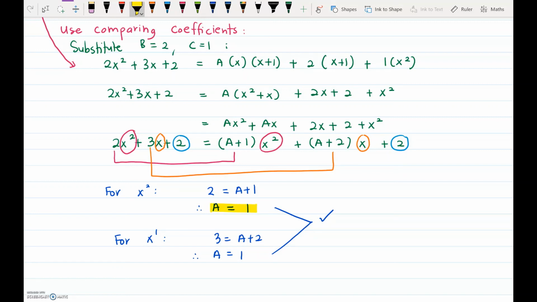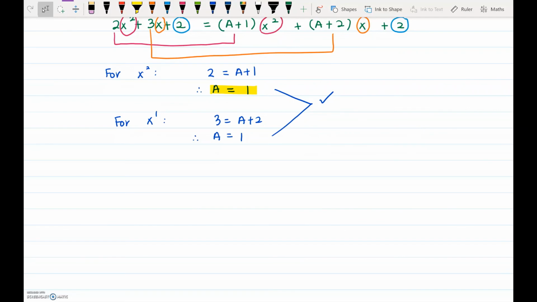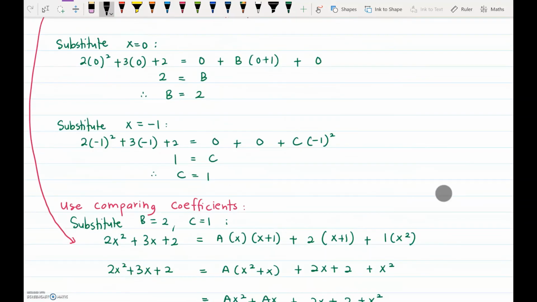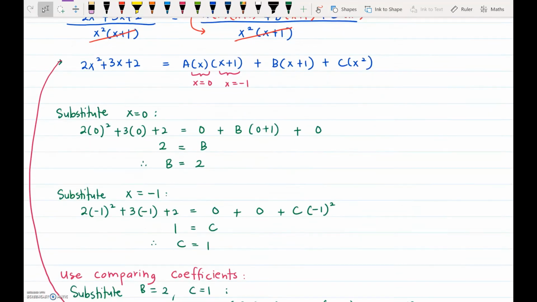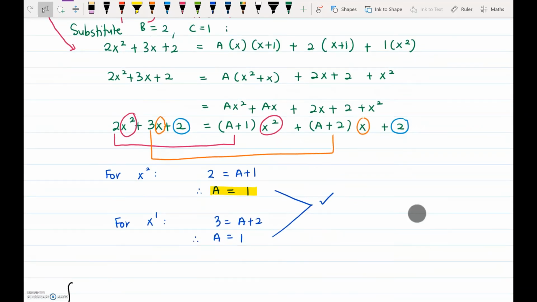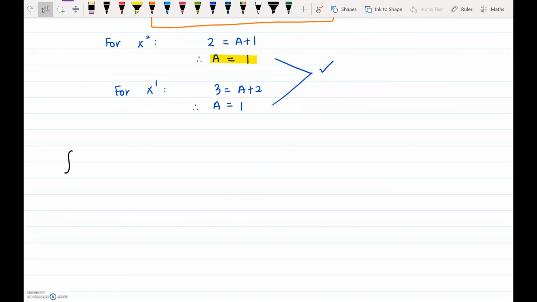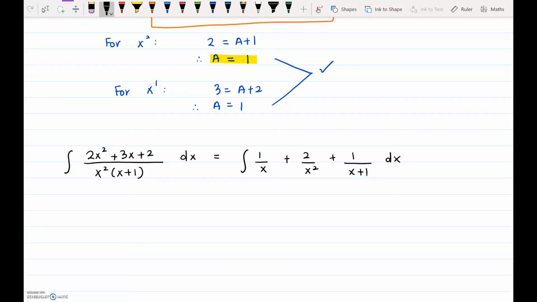Okay, so now what will be your final answer? We want to find the integration of the question. Here we have the integral of (2x squared plus 3x plus 2) over x squared (x plus 1), and you will get it is equal to the integration of 1 over x plus 2 over x squared plus 1 over x plus 1 dx. Alright, so now we can integrate. It will be ln x minus 2 over x plus ln (x plus 1) plus c.